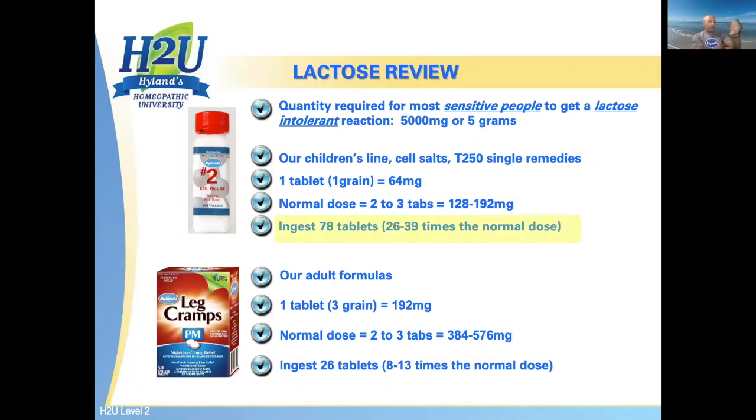And if you're comparing it to our larger tablets, for example, like our Lacramps PM product, those tablets are a little bit larger.